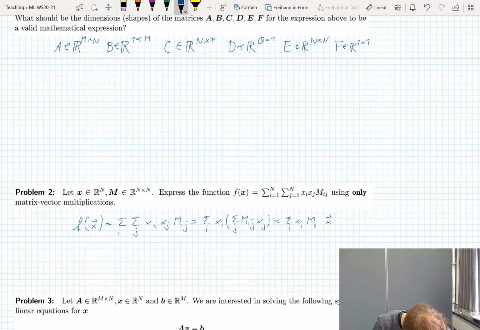So m_i and column. So this is now a column vector. And this on the left-hand side is again, this time around, a vector matrix, not matrix vector multiplication. So this is the same as saying x transposed m x. Right?